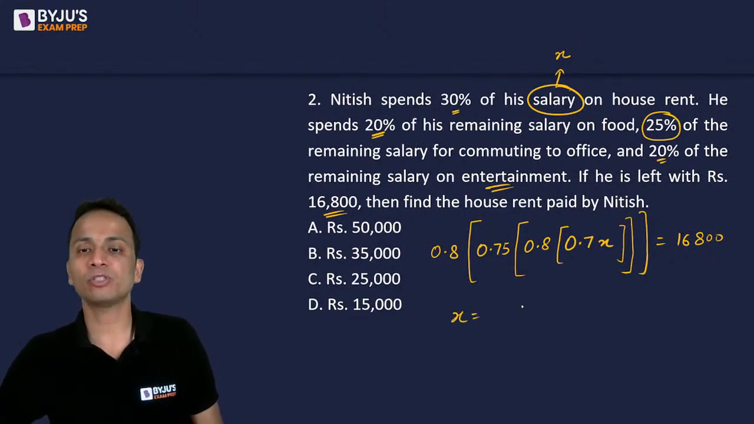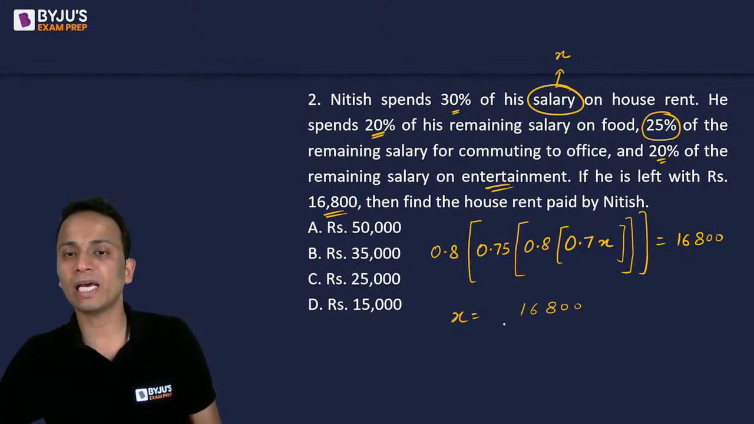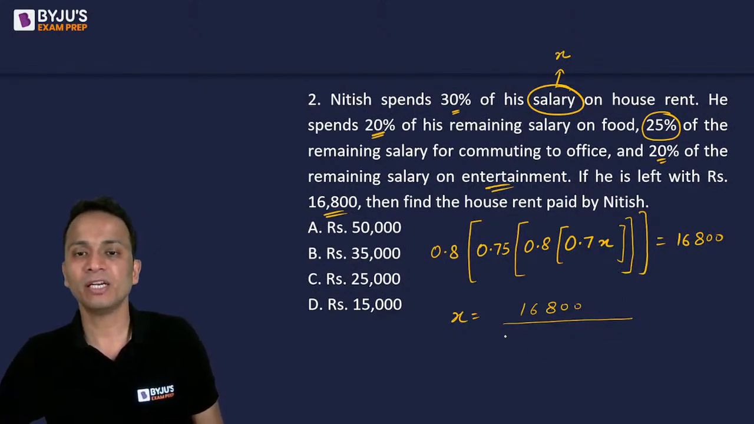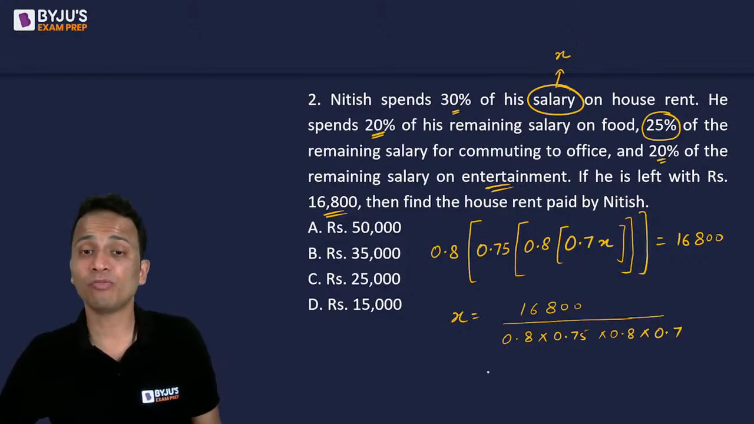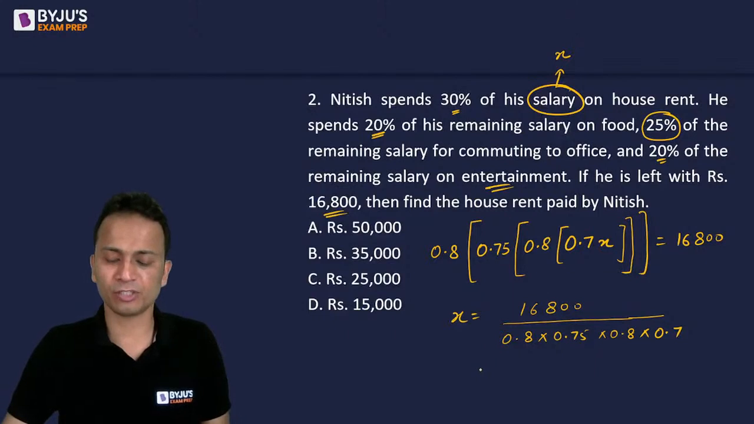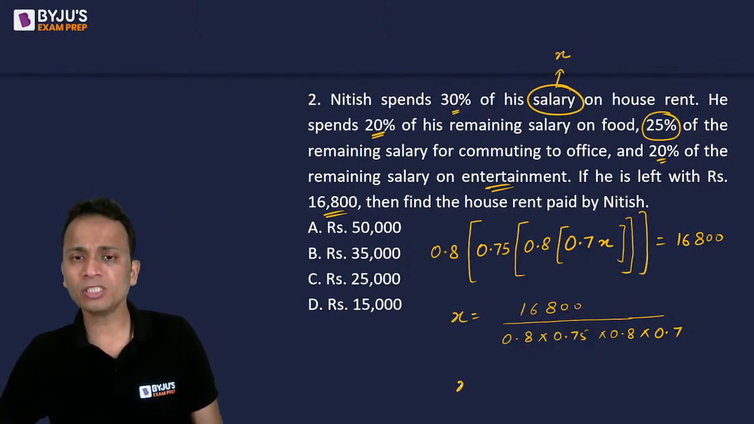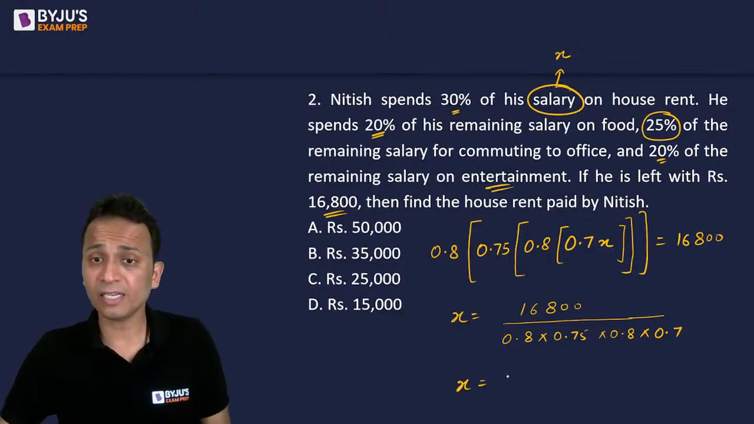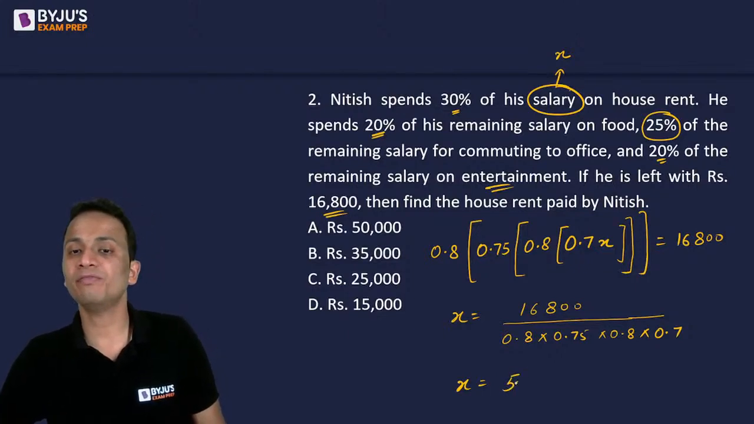So x का value क्या हो जाएगा, 16,800. Can you all write what is the total salary of this person? What is the total salary? So 16,800 divided by 0.8, 0.75, 0.8 and 0.7. Okay, so this will be the value of x. This will be the total salary of this person. Upon simplifying, what will be the value of total salary? So the total salary will come out to be 50,000.